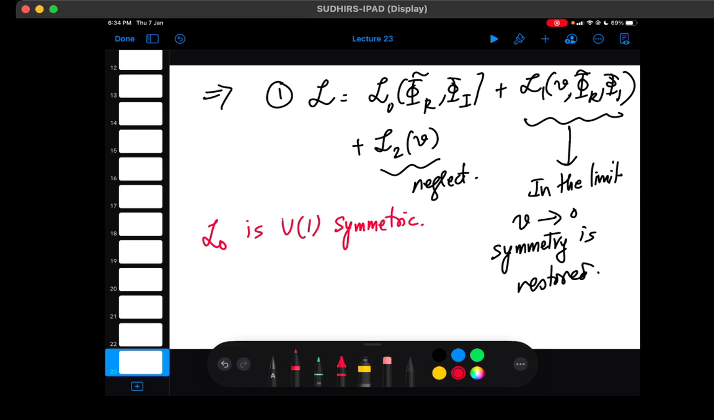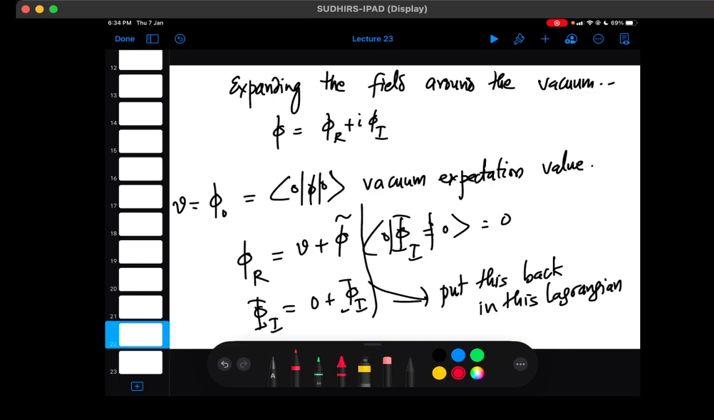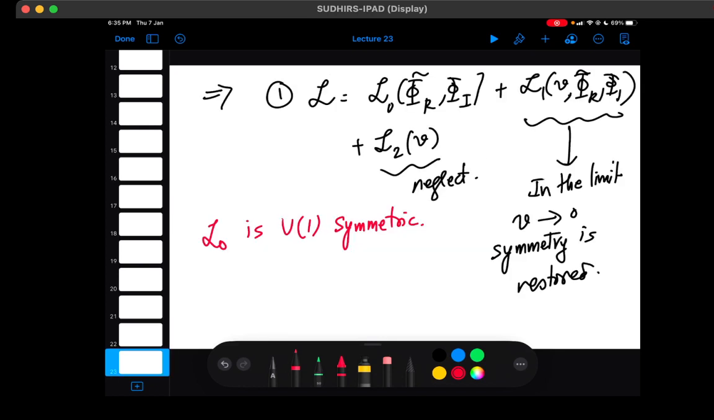Okay, let me just repeat. We write phi R to be v plus phi tilde, and phi I is equal to 0 plus phi, meaning the imaginary part I give 0 vacuum expectation value, and the imaginary part is just the expansion of that. And when I do that, I have three parts in the Lagrangian. The first part is essentially U(1) symmetric in terms of phi real and phi imaginary. There is no v in this. The second part contains a v term times the real and imaginary parts of this expansion. And the third part is completely dependent on v times some constants. That entire constant part can be neglected because in the Lagrangian it doesn't make sense to add a constant term, since in the equations of motion that constant just goes away.